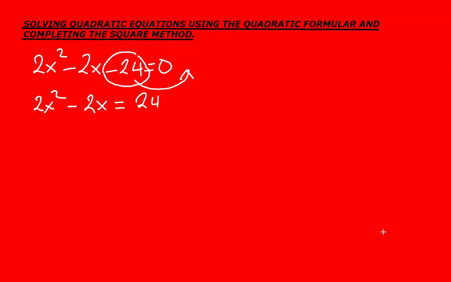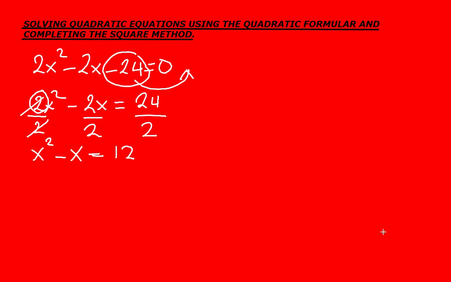Then the next step is making sure the coefficient of x squared is 1. In our case, the coefficient of x squared is 2, so we need to make it 1. So what do you do? You divide all through by 2, to make sure this coefficient of x squared is 1. So what do we get? 2 and 2 cancel out, and now it's 1. x squared minus x is equal to 12.